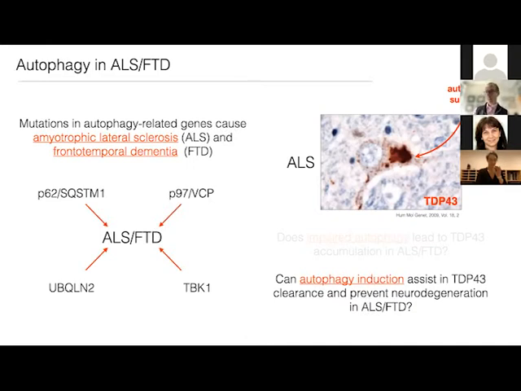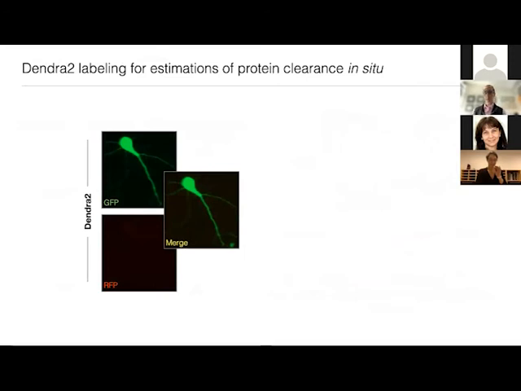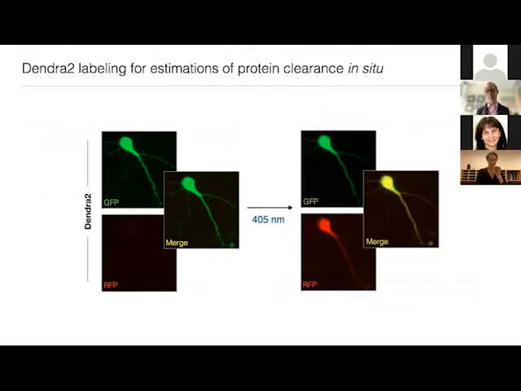We thought that to really answer this question, we needed a method that we could use to measure the turnover of proteins like TDP43 in living cells and in real time. And to do that, we took advantage of a photoconvertible protein called Dendra2. This is a green fluorescent protein, quite a bit dimmer than GFP. But when you shine a blue light on it, it irreversibly converts to a red fluorescent protein. And so we were able to utilize this in developing a system to look at protein clearance in cells using light that we called optical pulse labeling.